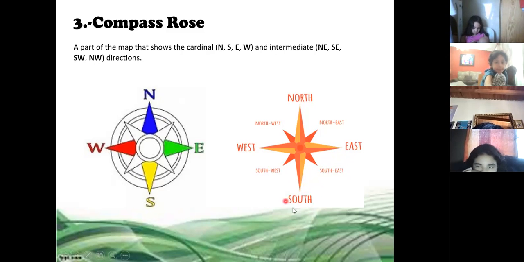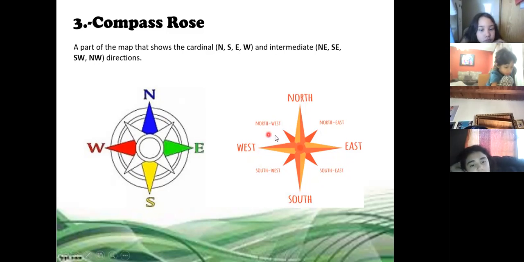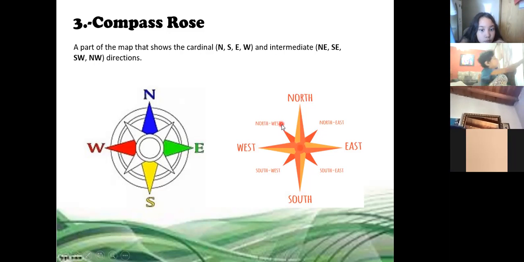Now here we have the south and the west. In the middle of the south and the west, we have this point that is the southwest. These are the intermediates, the southwest. And in the middle of north and west, we have the northwest. So the north and west, in the middle of them, we can create this direction, northwest. So this is the compass rose, not a simple compass rose.